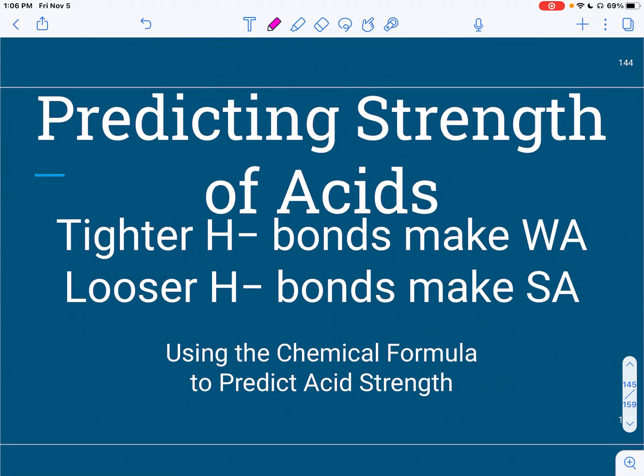So now we're going to talk about predicting the strength of acids. Actually just acids, excuse me. We've talked about this briefly in class already. We did a little bit of a preview to it with a question that we went over as a class, and now we're going to actually put this into practice.